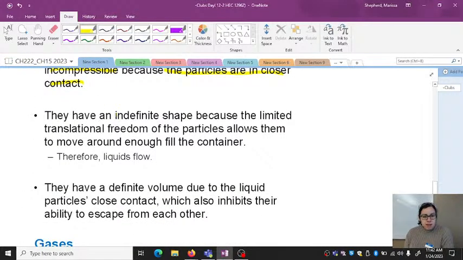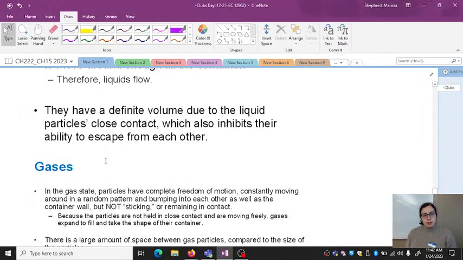And they have an indefinite shape since they still have translational freedom, flowing around and sliding past one another. But they have a defined volume, since they have close contact. Not only are they holding each other together in their condensed form, but we also can't compress them like we can with the gases.